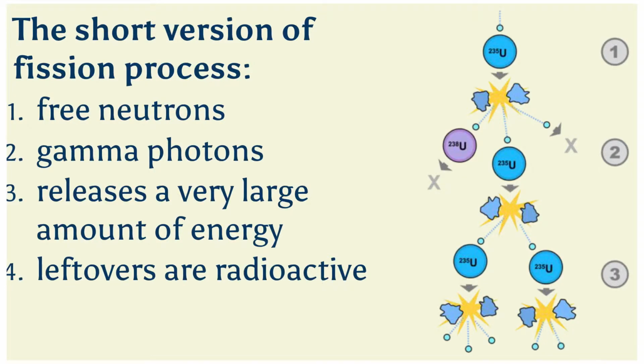The products or results of that nuclear fission process are going to create free neutrons. It's also going to release gamma photons or gamma rays, which are harmful to biological materials. Recall from biology 101, you are made of biological materials, and therefore the gamma rays that are released are harmful to people. It also releases a very large amount of energy. The elements that are left over from the fission process are also radioactive for many thousands of years. Again, also harmful to people.